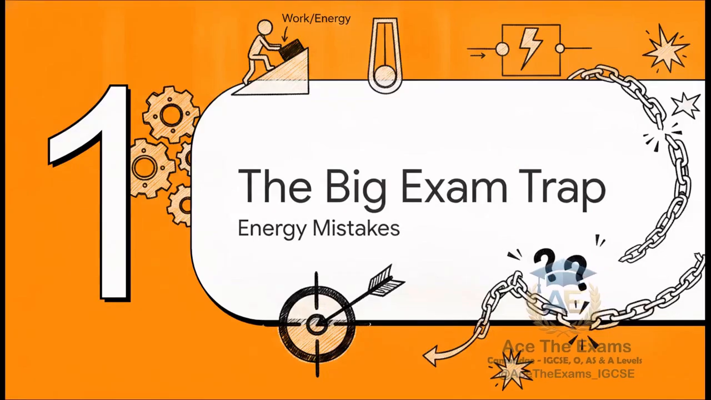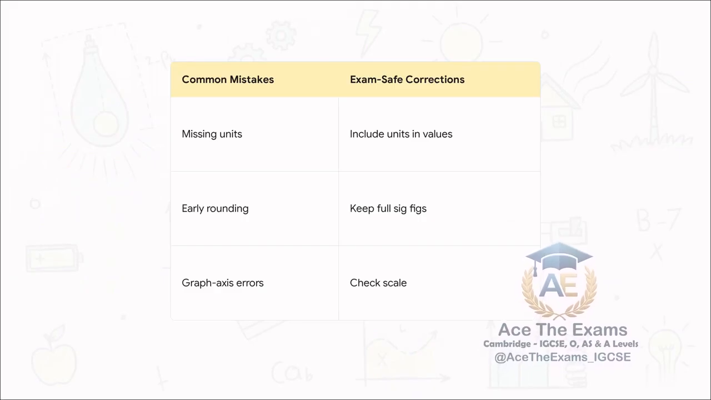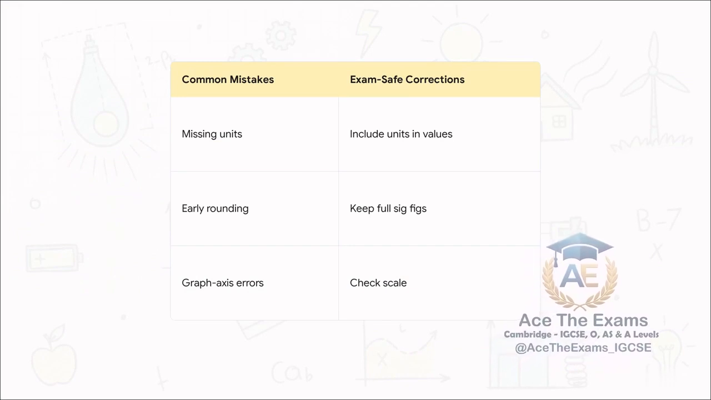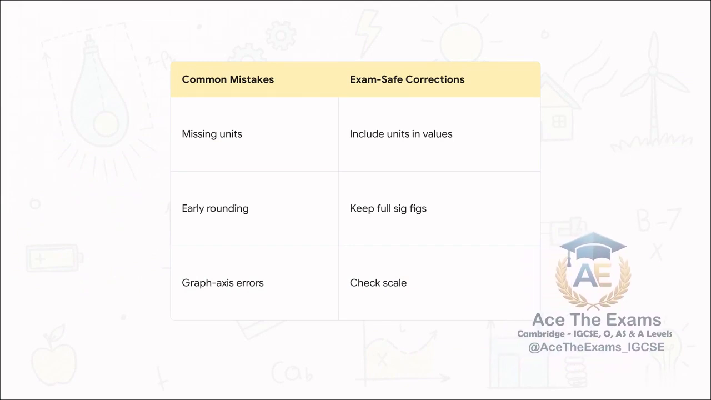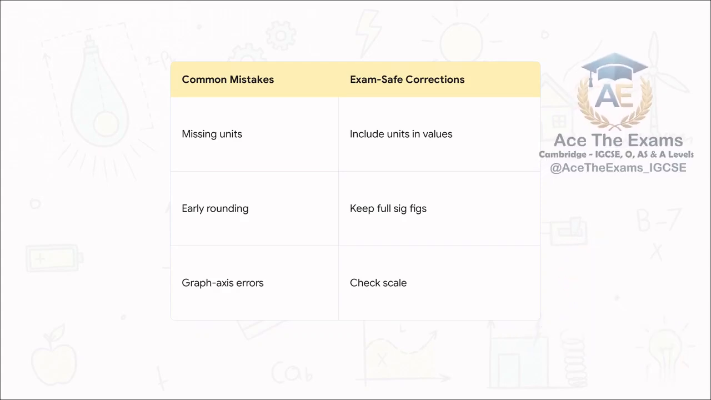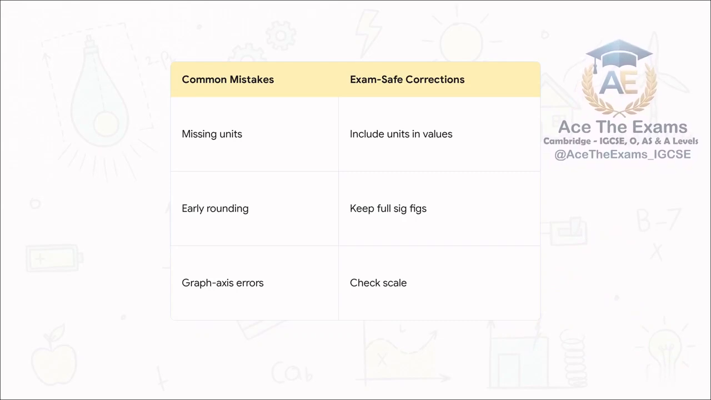All right, Section 1, the big energy exam trap. Look, examiners are actively hunting for these exact weaknesses. Over on the left here, notice the classic errors. We're talking missing units during your working out, rounding your numbers way too early in a multi-step calculation, and messing up graph axis scales. But on the right, those are your exam-safe corrections.